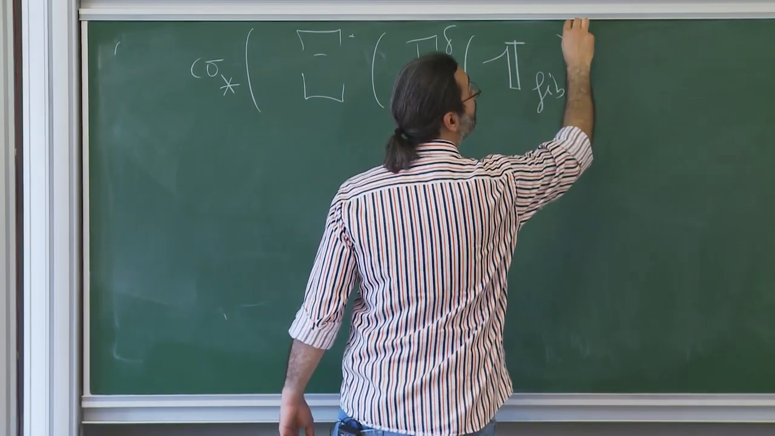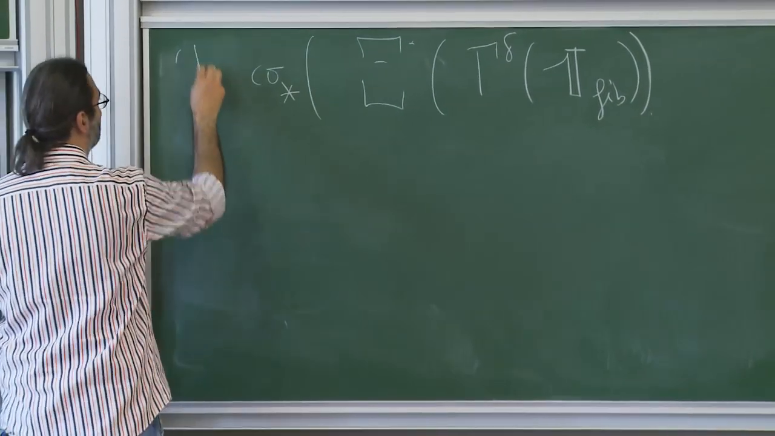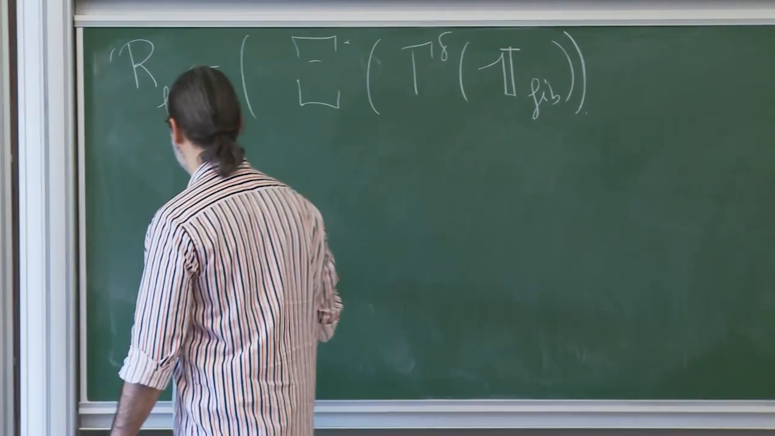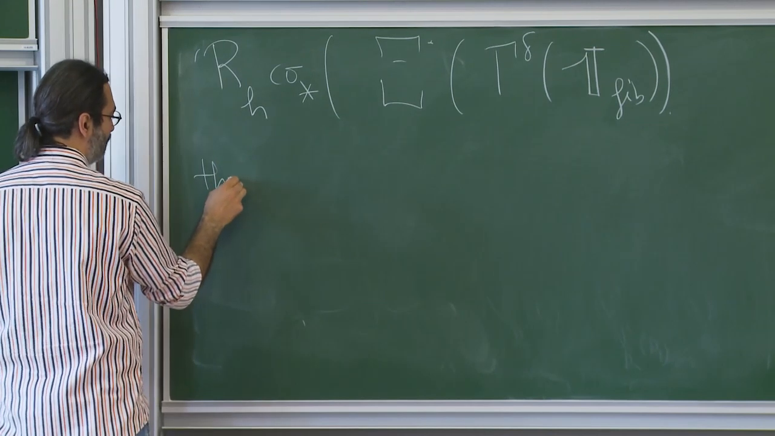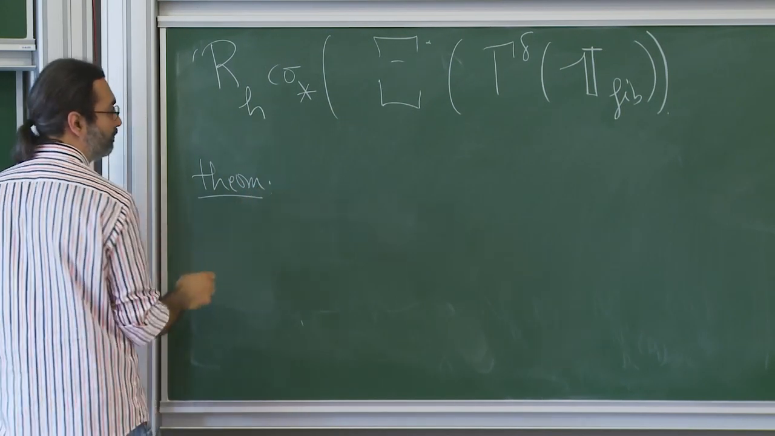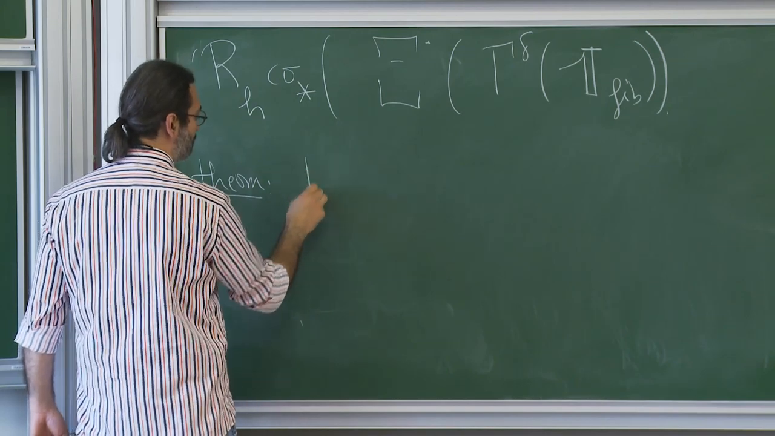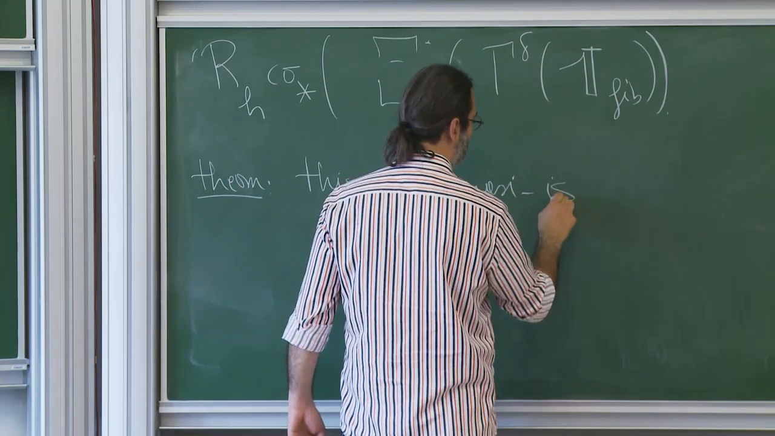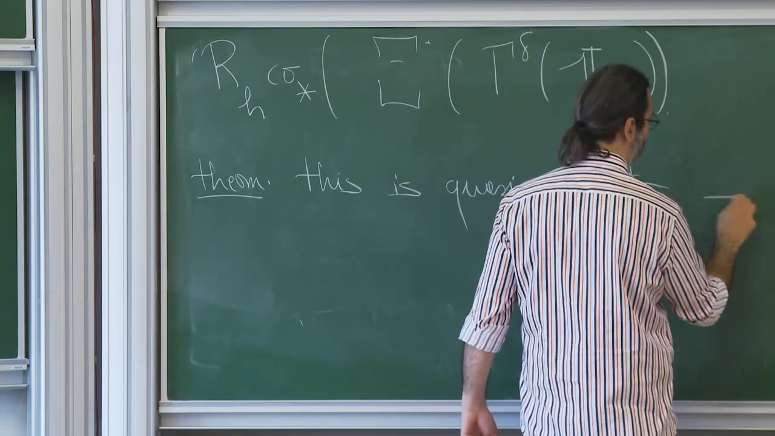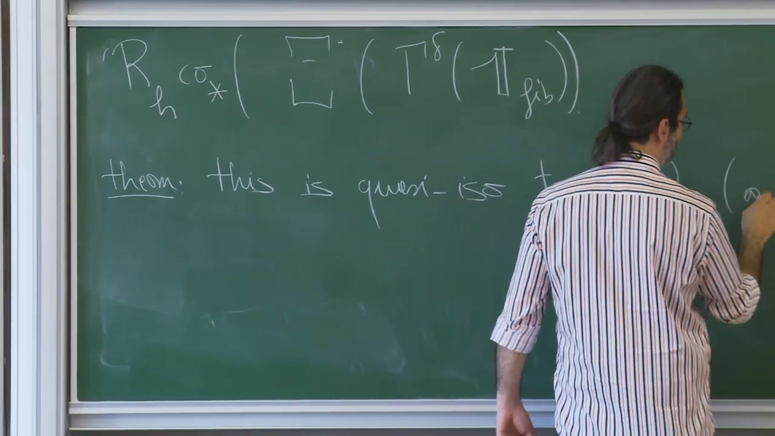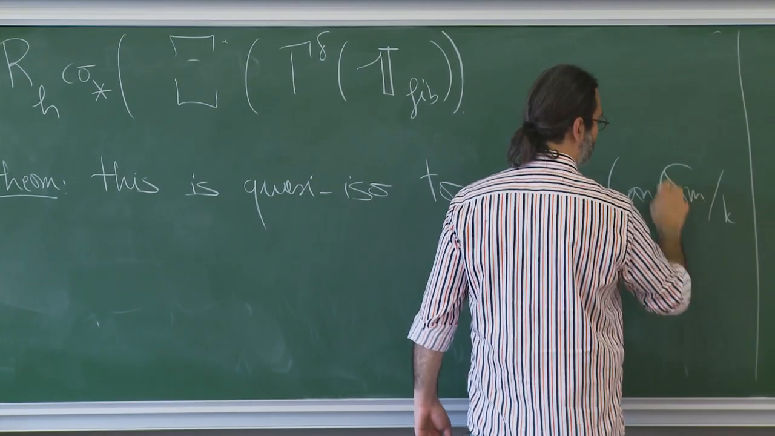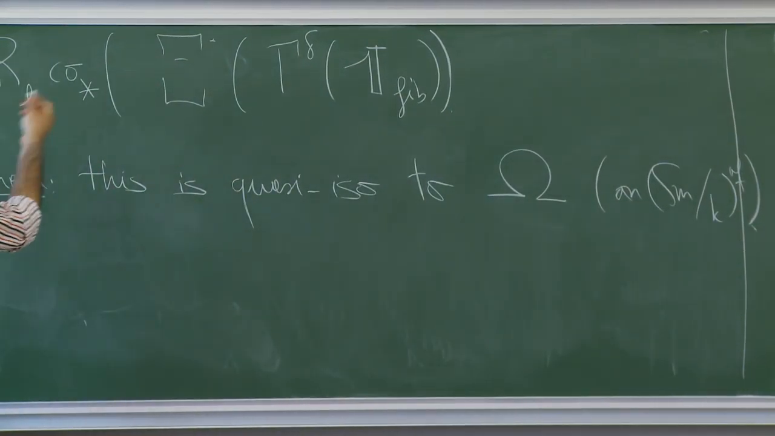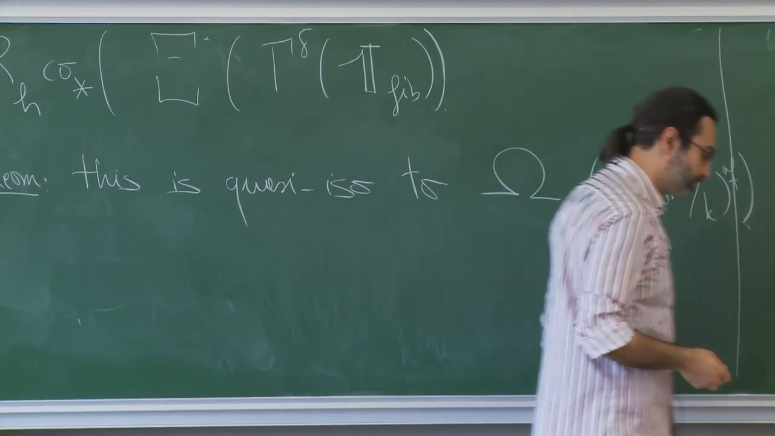Now this is not a good idea unless you derive this for the H topology. Okay, so this is a guy, and here's a theorem which is actually not difficult. It's more or less obvious. This is quasi-isomorphic to omega, at least maybe on smooth k affine. There's always this trouble. So this complex computes the same thing as here, namely it computes the de Rham cohomology.